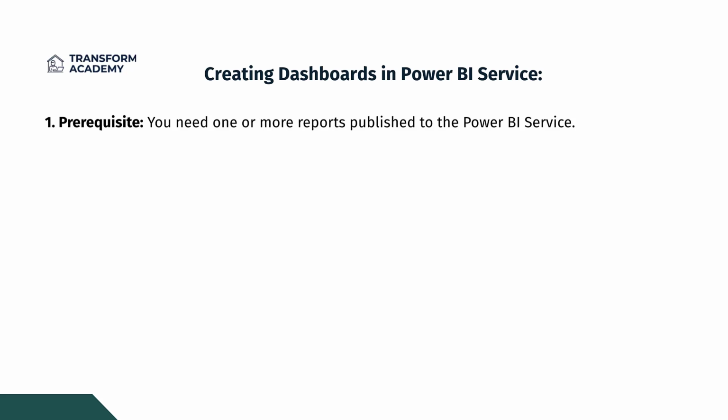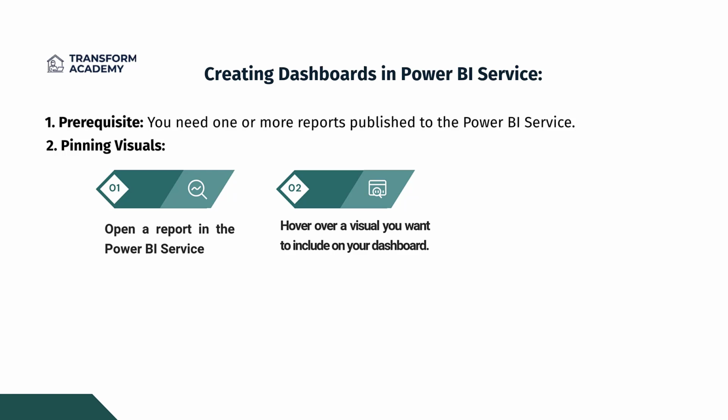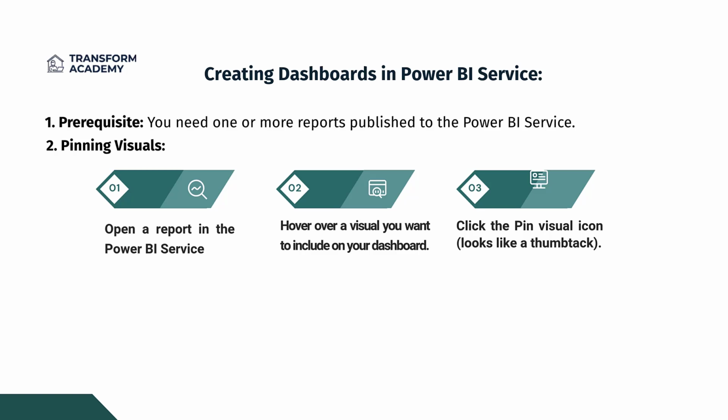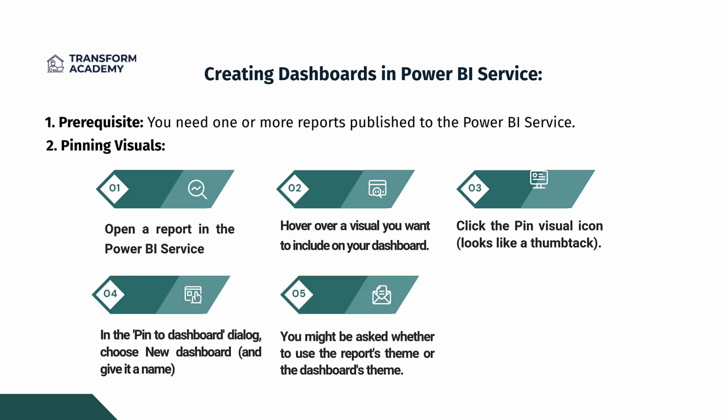Prerequisite: you need one or more reports published to the Power BI service. Pinning visuals. Open the report in the Power BI service and hover over a visual you want to include on your dashboard. The pin visual icon looks like a thumbtack. In the Pin to Dashboard dialog, choose New Dashboard and give it a name, or select an existing dashboard from the dropdown. You might be asked whether to use the report's theme or the dashboard's theme.